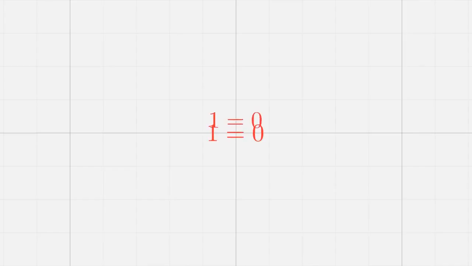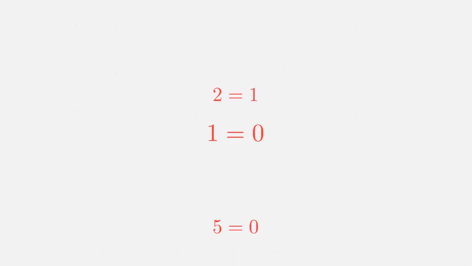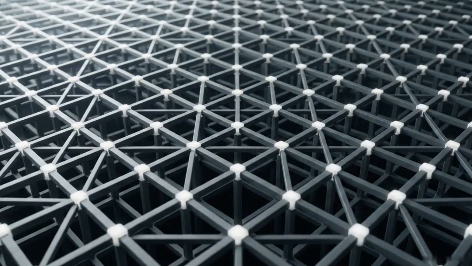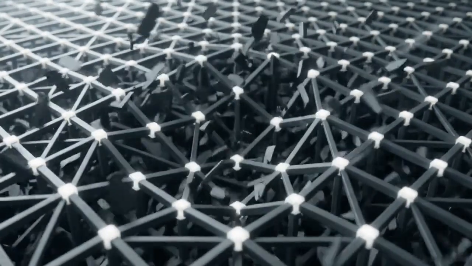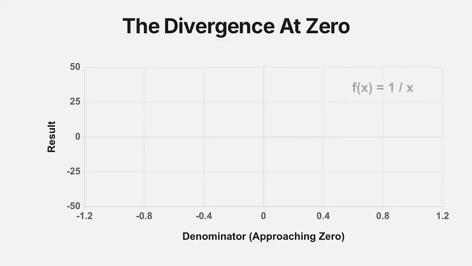By adding 1 to both sides of 1 equals 0, you can prove that 2 equals 1. By multiplying both sides, you can prove that 5 equals 0. This destroys the uniqueness of numerical values. If every number equals every other number, quantity loses its meaning, and the entire number system becomes a single, useless point.